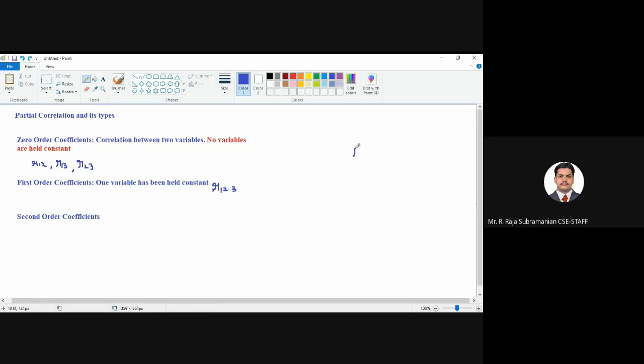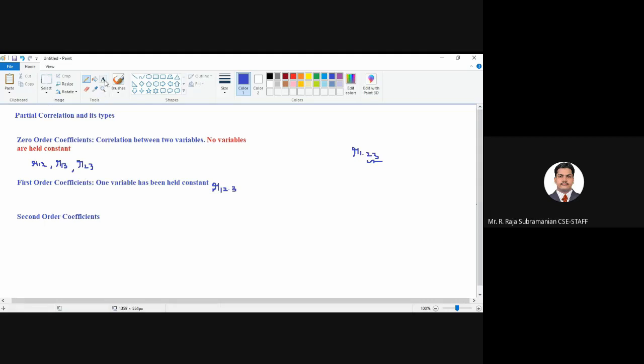When I write R1.23 in the previous example, we neglected the impact of R23, right? How did we neglect it? We took 1 minus R23 squared and normalized the entire correlation factor with 1 minus R23 squared, because the impact of R23 is not required for us. The impact of independent and dependent variable is needed; the impact of two independent variables on their own correlation we don't consider. So the third variable influence is completely taken out. That is called the first order coefficient, right?